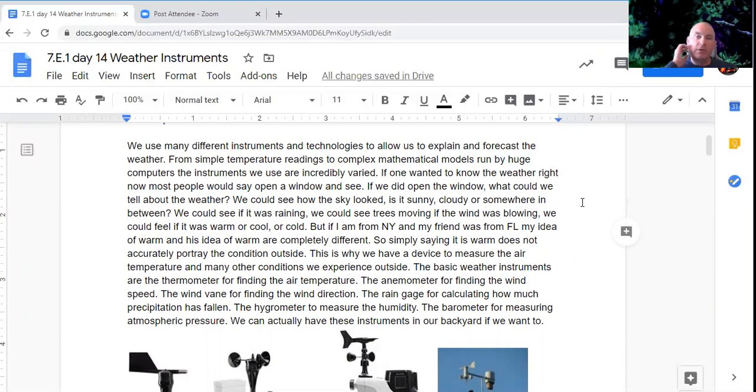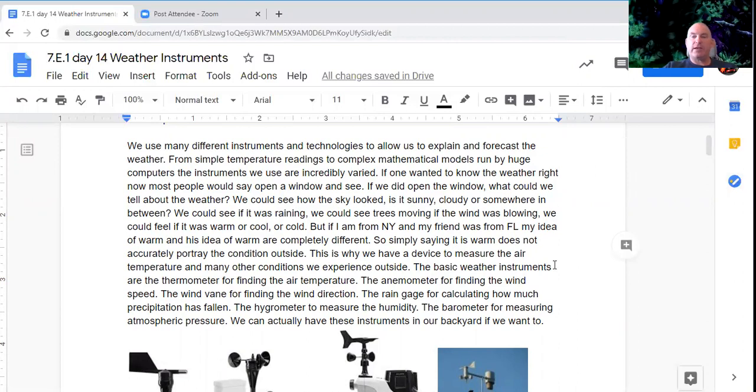And that's why we use things like temperature and barometric pressure and sky coverage, because those elements are the same no matter where you are. Temperature is the temperature no matter where you are. So if they say it's 75 degrees and you're from New York, you're like, wow, that's pretty warm. If they say 75 degrees and you're from Florida, you're like, it's kind of chilly. But you both know what it is.